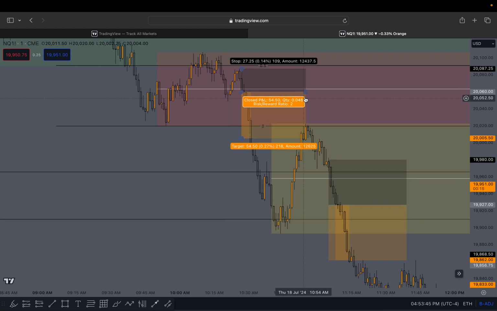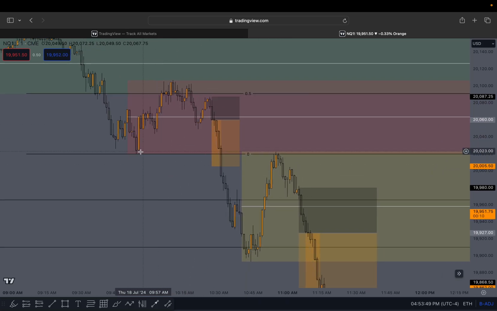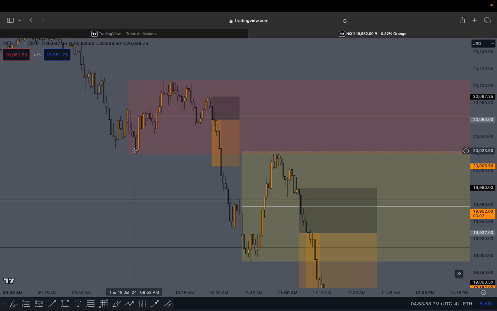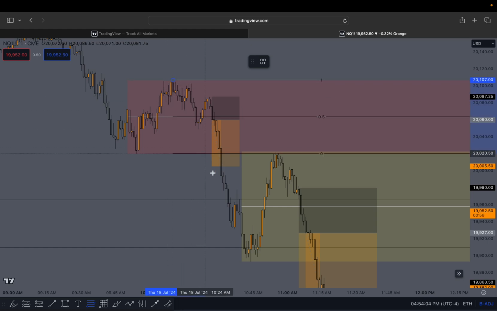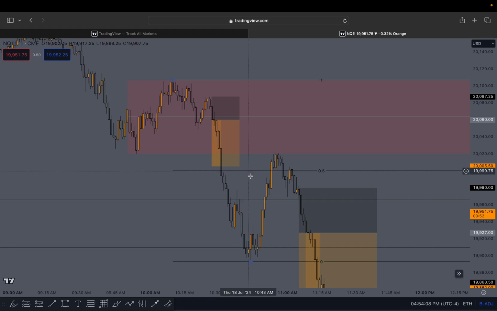Now, the next trade here was the same principle. We had a run higher, and then we broke below it. So what I'm going to do is I'm going to draw out the run higher. Boom, this is the run higher that we then broke below, and I'm going to draw out from the high to the low before we start retracing. Okay, so boom, that's the high to the low before we start retracing.